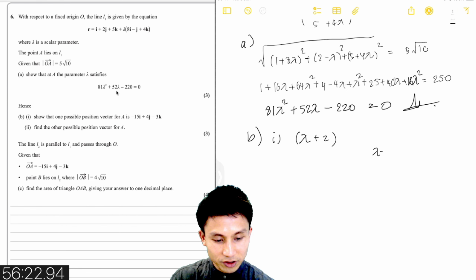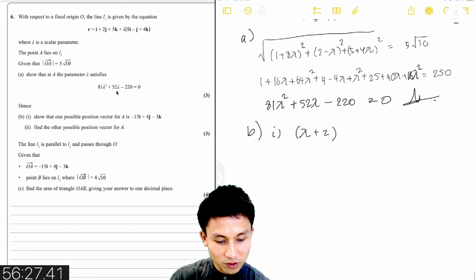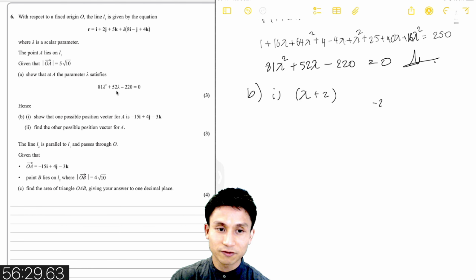Or I can do short division. I prefer short division maybe. There's something called short division. I can show you quickly. So we take the critical value minus 2 instead of plus 2.